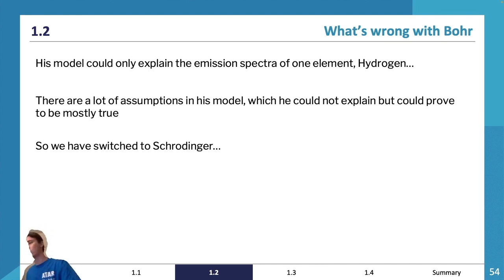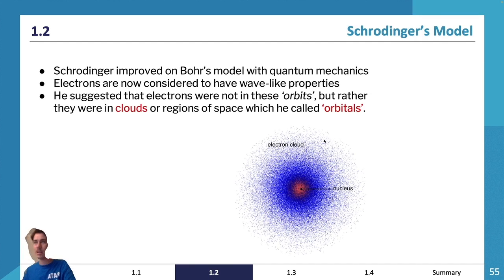So we switched to Schrodinger's model. Schrodinger's was the next model to come along. Schrodinger essentially took Bohr's model and improved it with quantum mechanics. So he kind of went to the next level. Electrons are now considered to have a wave-like property.